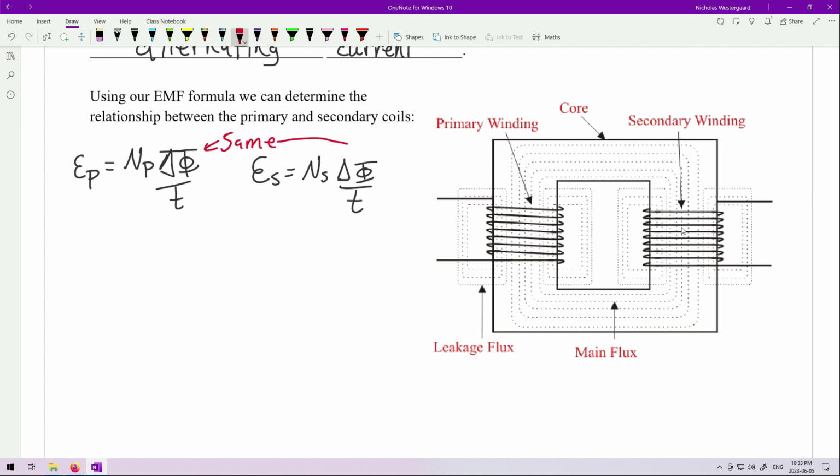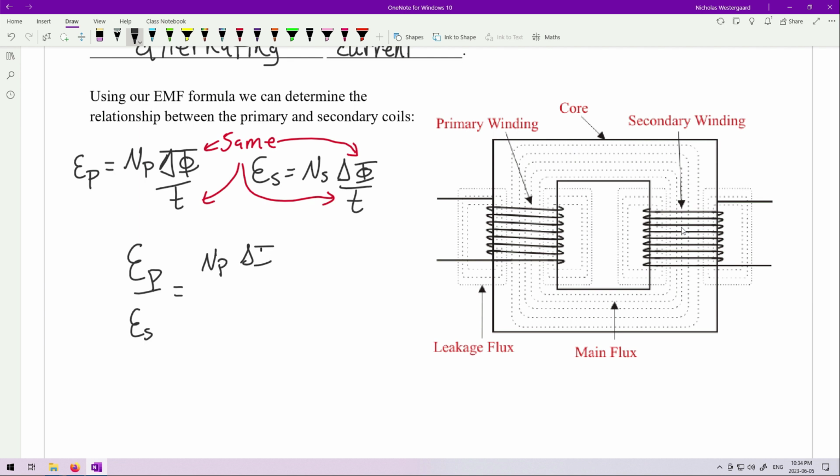And the rate that the current is flip-flopping in the primary coil determines the rate that the flux is changing, so the change in times should also be exactly the same. So since those are the same, if I wanted to determine the ratio, what's my relationship between the EMF in my primary coil and my EMF in my secondary coil, I would simply divide by what they are, their formula.